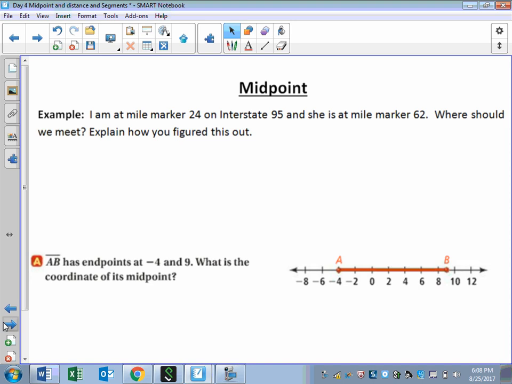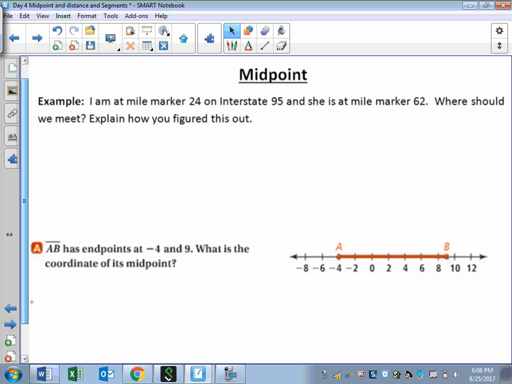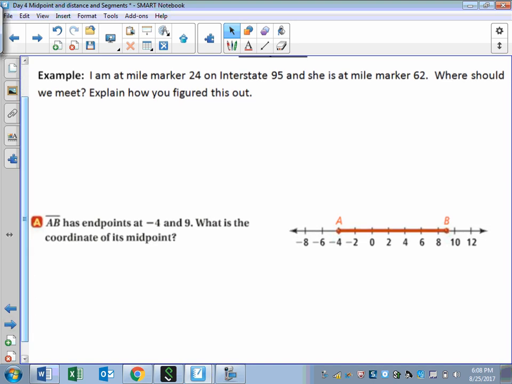But I will talk about example A here at the bottom. AB has endpoints of -4 and 9. What is the coordinate of its midpoint? So we want the middle of -4 and 9. One way you would think about this is you want to keep on moving in a direction until you reach the middle. So for every 1 we move here, or actually that's 2, -4 to -2 is 2. We want to move 2 in this direction. So that's 9, we need to go to 7. Okay, we want to move 2 more, 7 to 5.